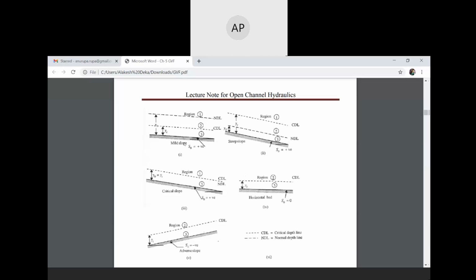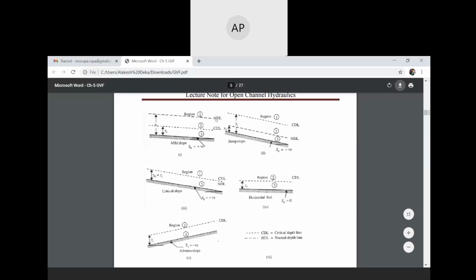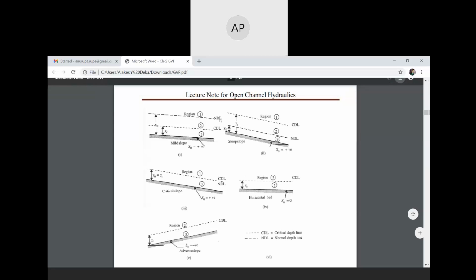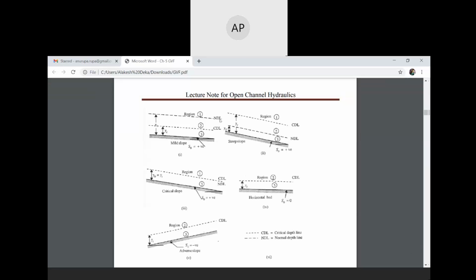So now this is the mild slope. Here the bed slope is positive. This is steep slope. Again bed slope is positive. And in mild slope, CDL is below the NDL. What is CDL? Critical depth line. Critical depth line means the line joining the critical depths. Okay. And this is the NDL. What is NDL? Normal depth line. So this is the condition of M slope. This is the condition of steep slope.